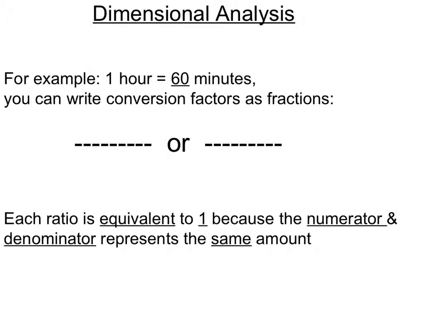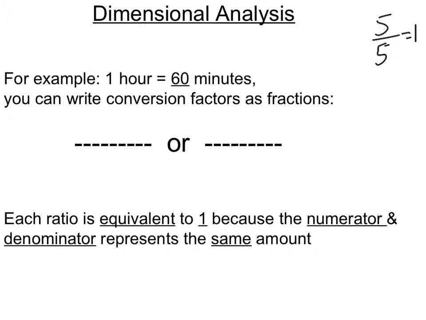So when we do dimensional analysis, we're really working with fractions that are equivalent to 1. So you'll recall that things like 5 divided by 5 are equal to 1. So we're going to write conversion factors in the form of a fraction, because when we multiply anything by a fraction that's equivalent to 1, we know we get the same value. That's something that we've been working with for a very long time in math.